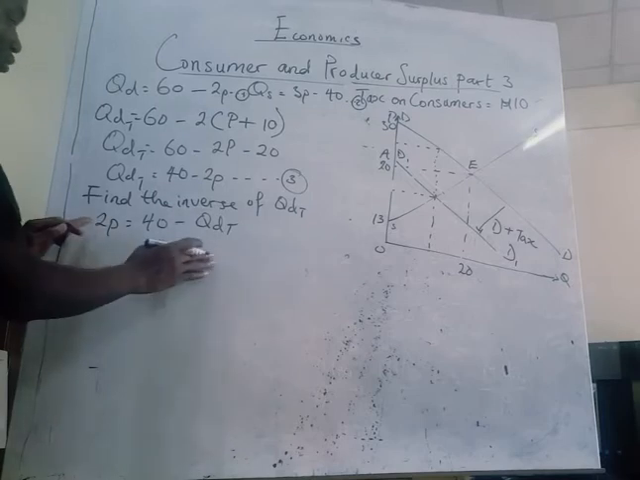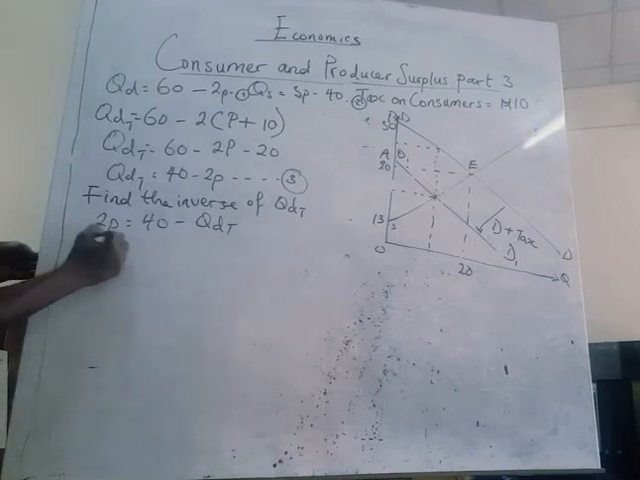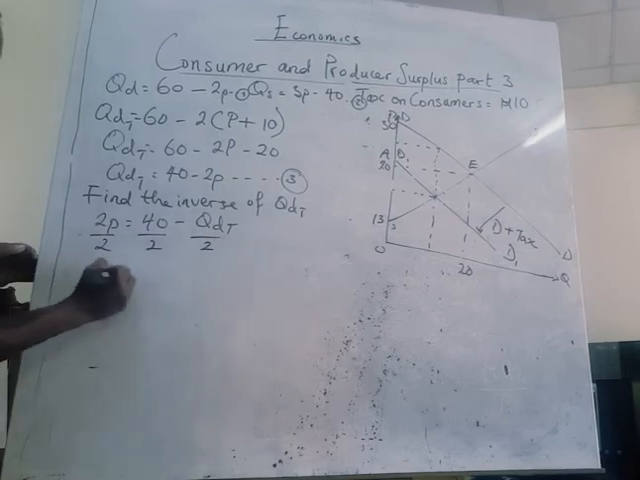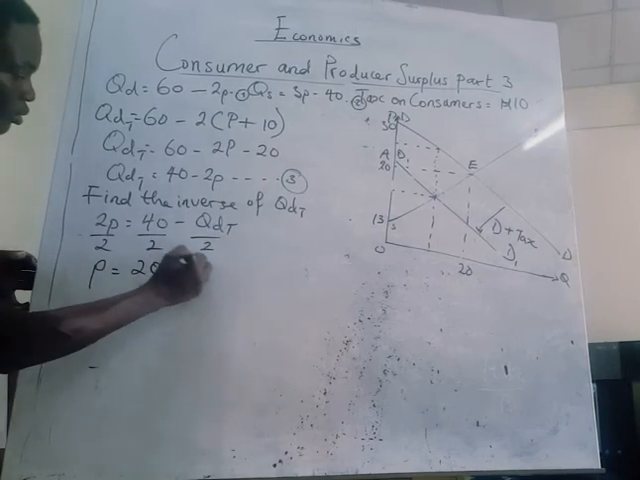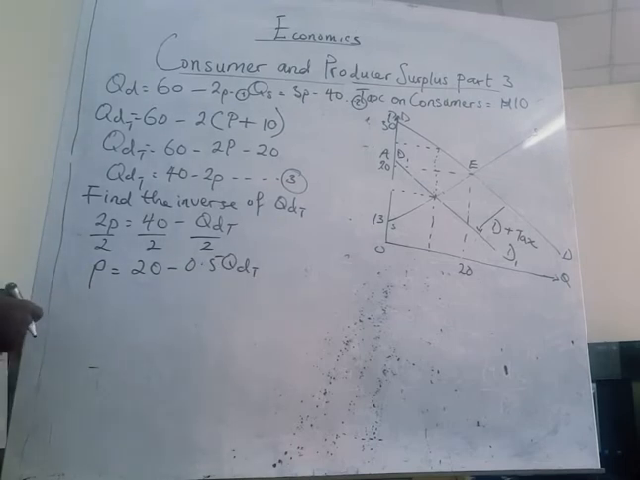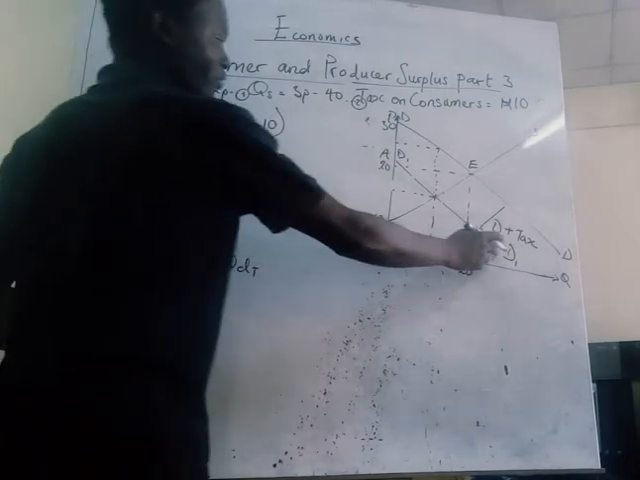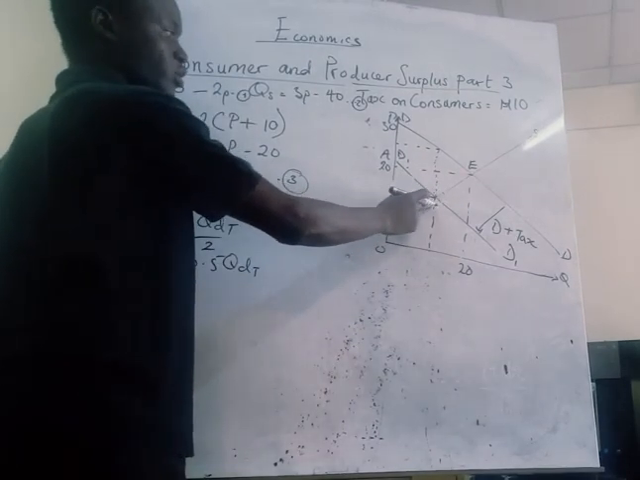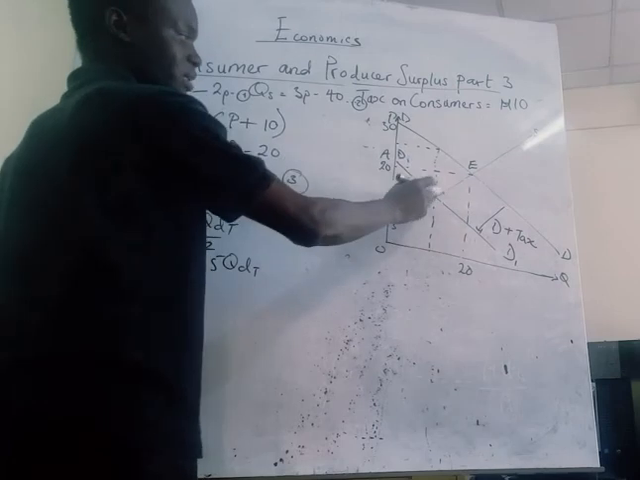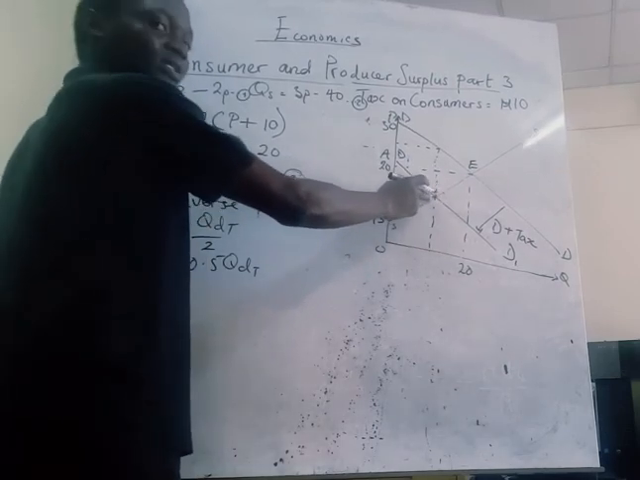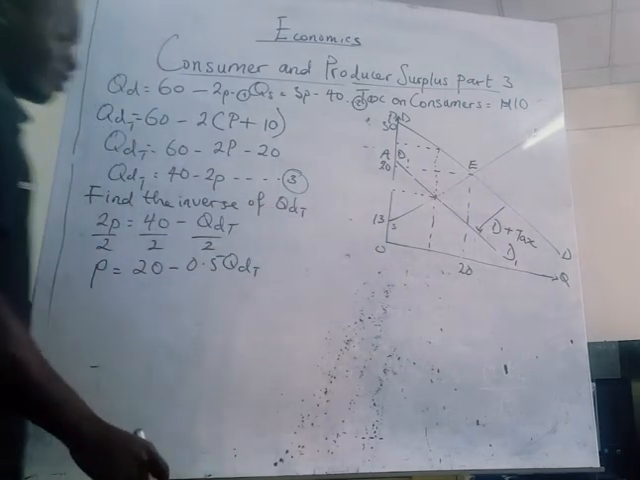When you've done this, we divide through by 2, so we have P equals 20 minus 0.5 Qdt. So what is the next thing we do? We have to look at it. The demand function is intersecting the old supply function, so we have to get the inverse supply equation as well. Then we equate them together because that is what the graph is saying.